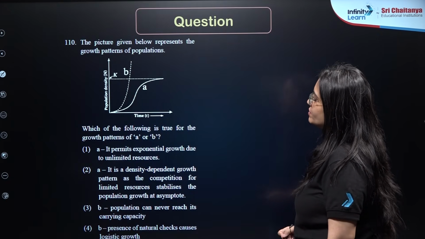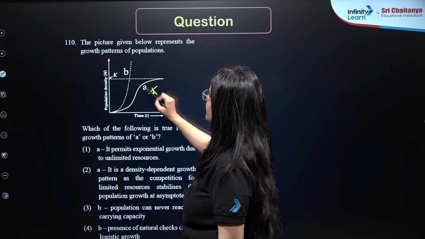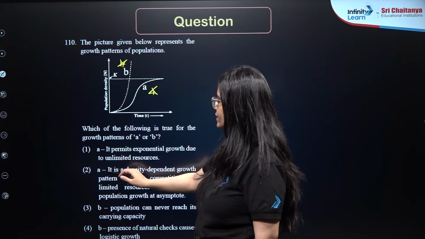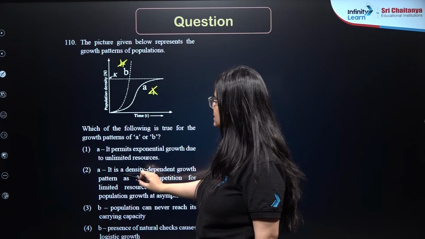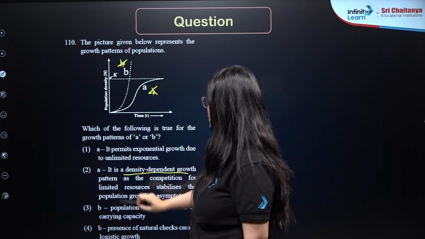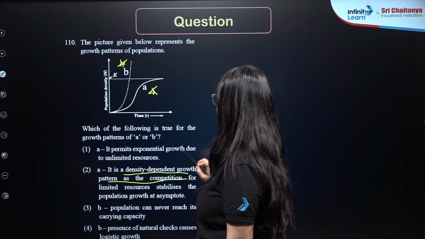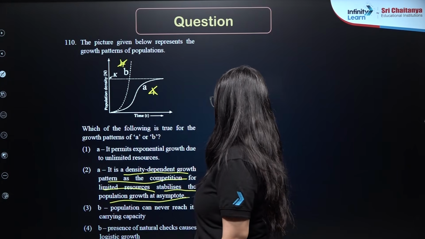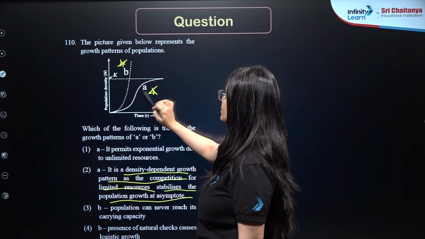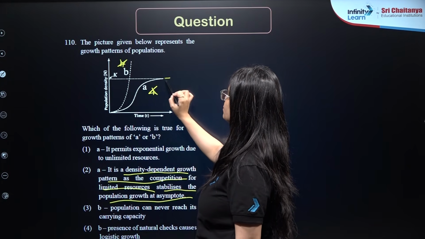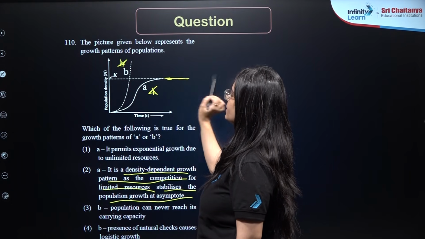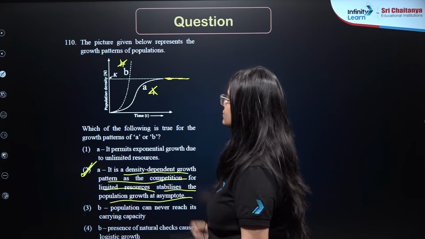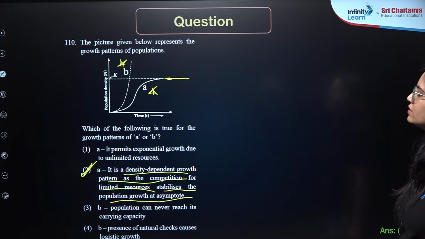Okay, here if you see, my dear students, this and this curve, if you see the options, the second option matches accurately. Here the A, it is a density dependent growth pattern as the competition for the limited resources stabilizes the population growth at the asymptote. So population is reaching at max, my dear students, to the K value, carrying capacity. So correct answer is A. A is matching accurately. Next.